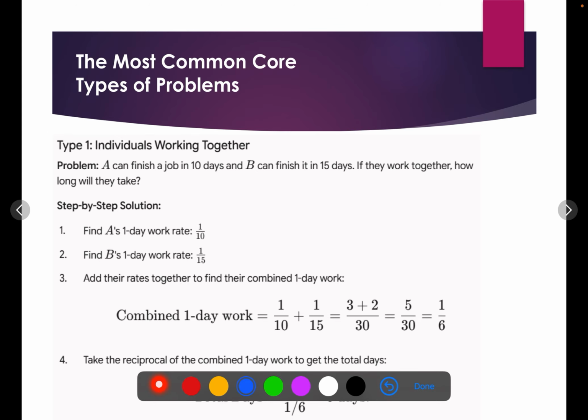Example. A can finish a job in 10 days. B can finish in 15 days. They work together. So how much time will they take? So what I'll do is I'll find out the 1 day work for A. A completes the work in 10 days, so 1 day work will be 1 by 10. B finishes in 15 days, so 1 day work will be 1 by 15.